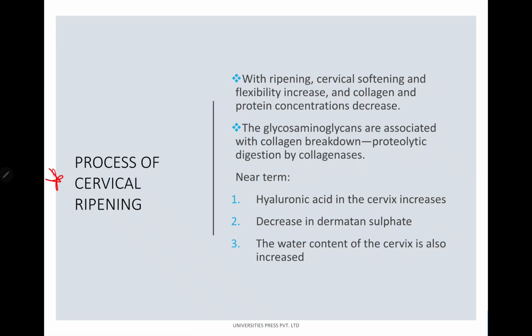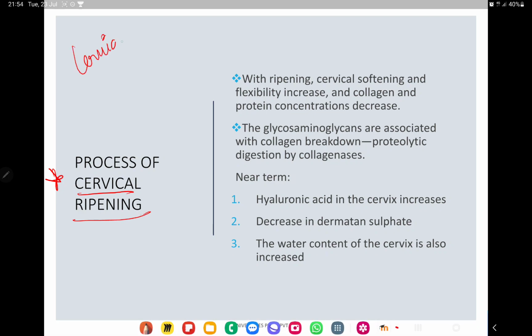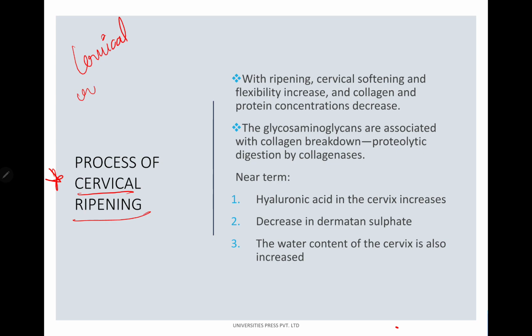So coming to the process of cervical ripening. What is the process of cervical ripening? With ripening, cervical softening and flexibility increases. Collagen protein concentrations will decrease. The glycosaminoglycans, that is the connective tissue, are associated with collagen breakdown, proteolytic digestion by collagenase.